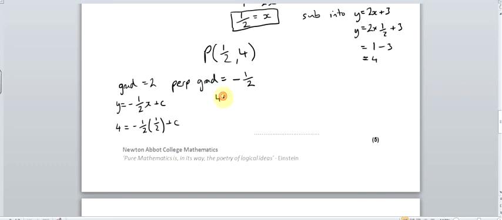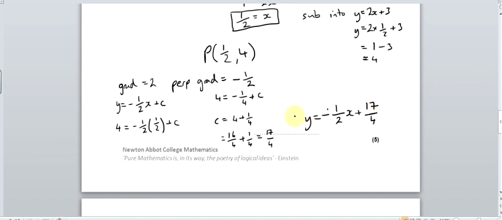So 4 is equal to minus a quarter plus c. So c is equal to 4 plus a quarter, which is 4 1/4, or 16 over 4, isn't it? 16 over 4 plus a quarter, which is 17 over 4. So the answer is y equals minus a half x plus 17 over 4.